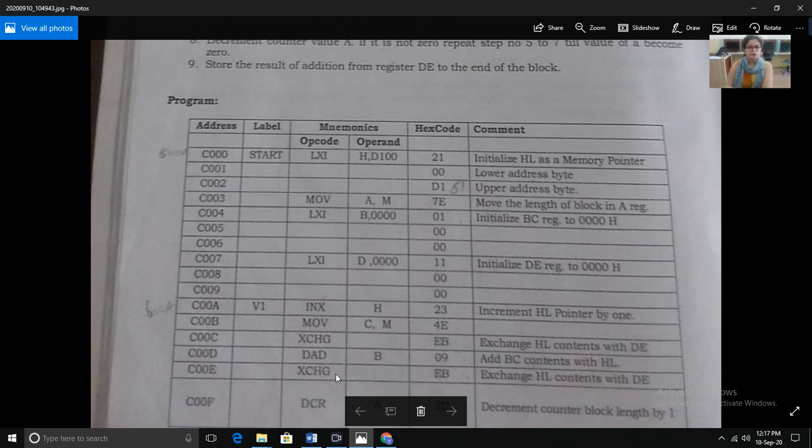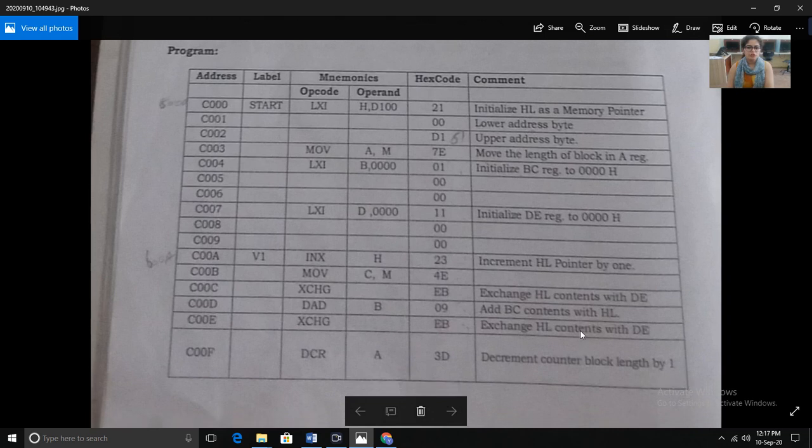Again we require the exchange instruction. So students, in this program we continuously have to increment the HL pair, and we have to continuously exchange the contents. We have to use the DAD instruction, because exchange means every time we have to exchange the contents to make HL empty. So this instruction, again the exchange instruction, will exchange the contents of HL with DE.